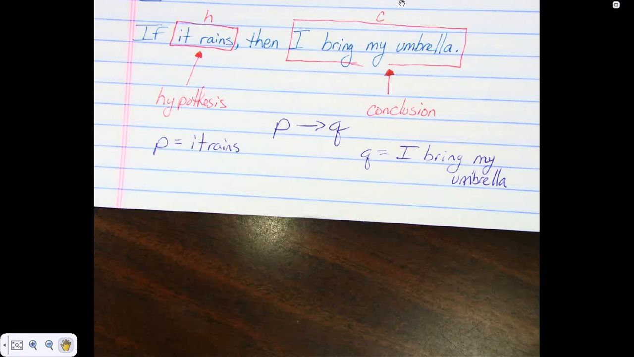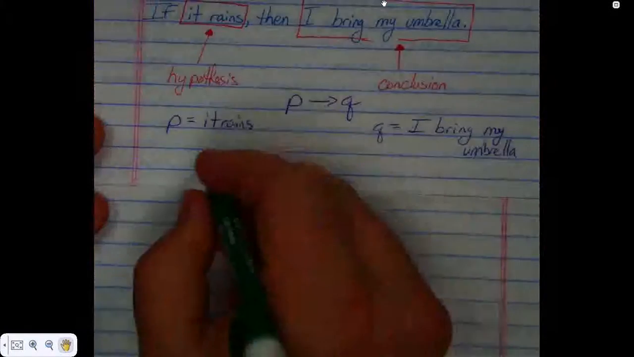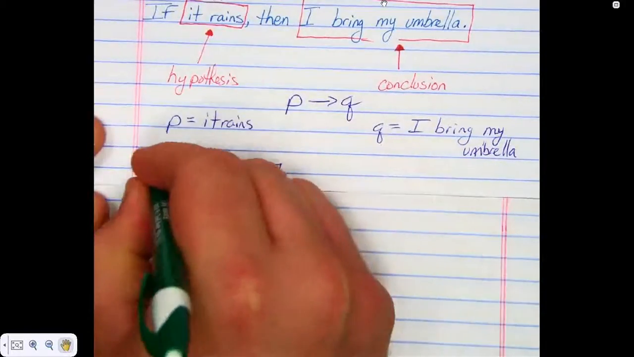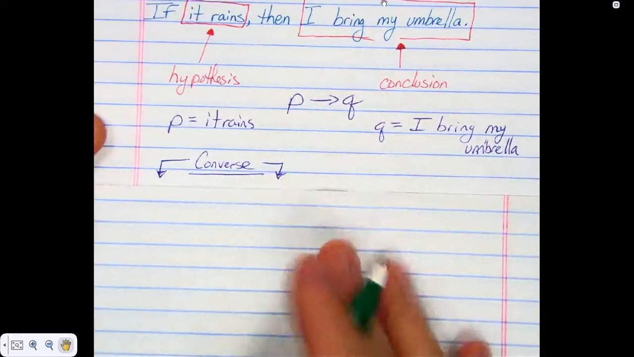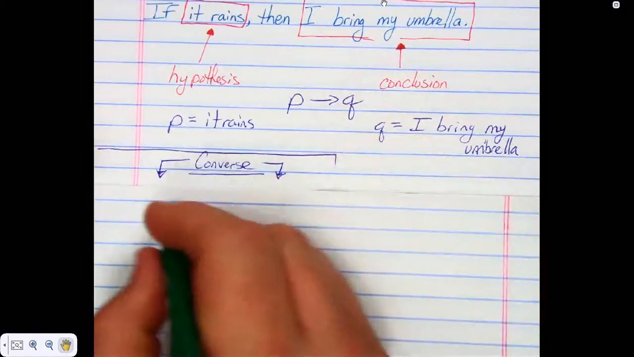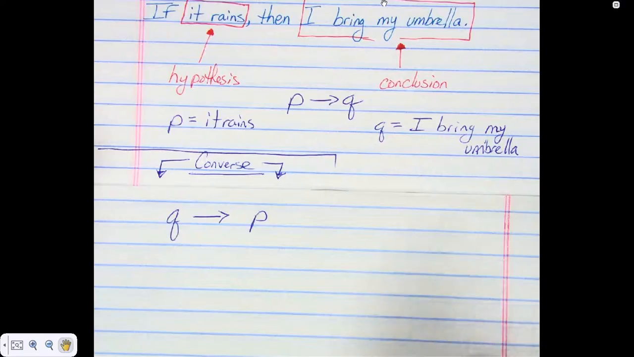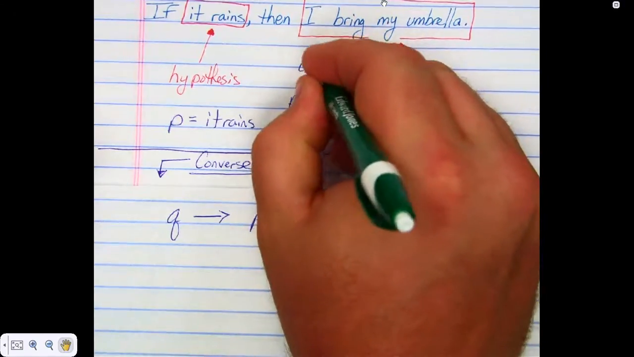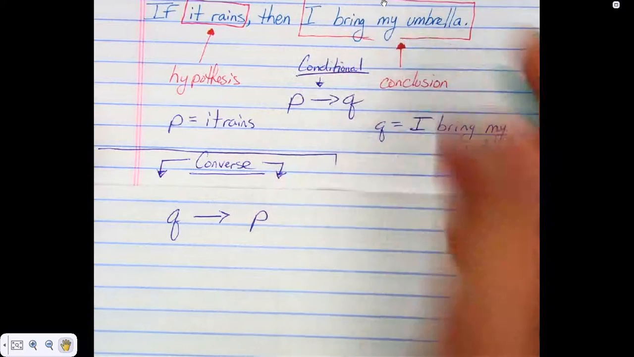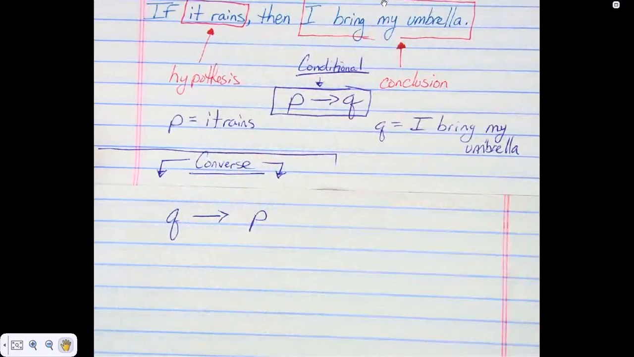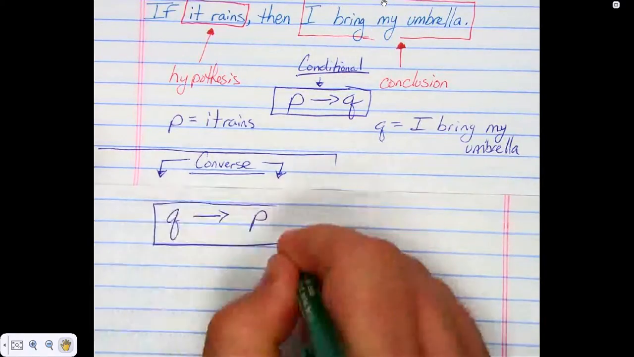Next thing I want to talk about is something called the converse. The converse of a conditional statement is this right here. P then Q is your conditional statement. That's your conditional right here. Everybody got that? Your converse is that.